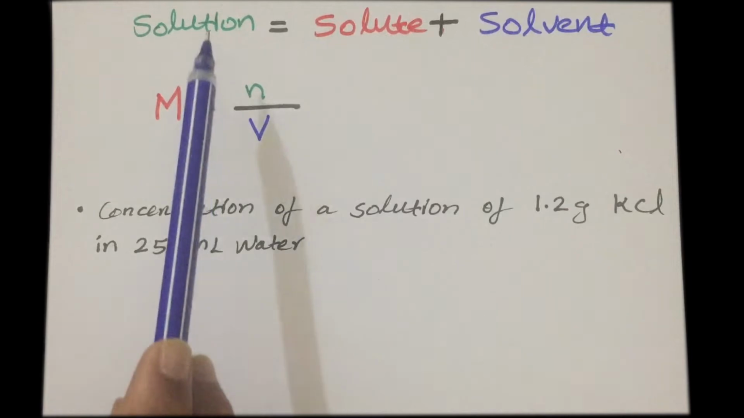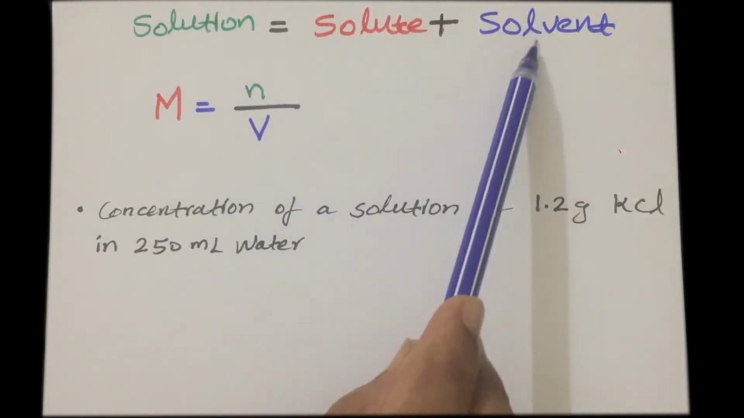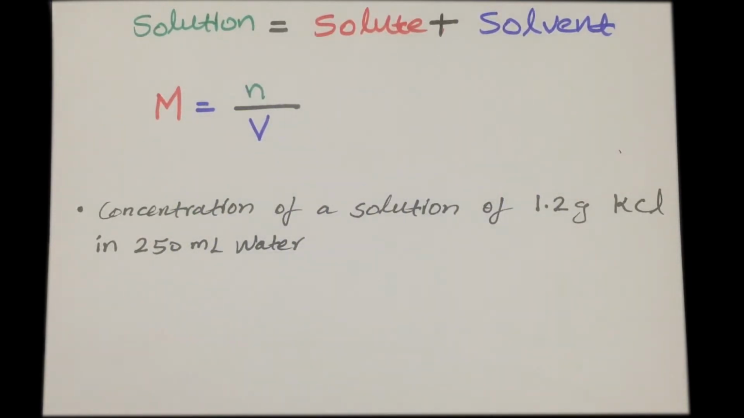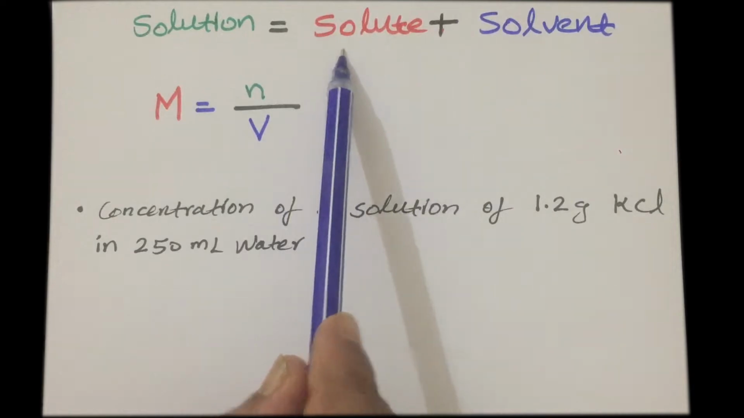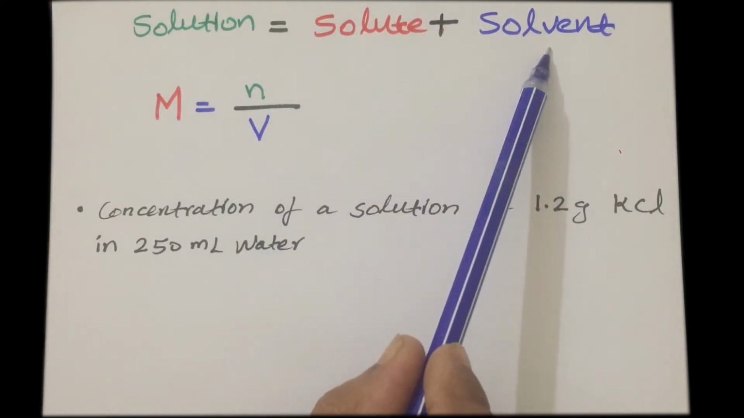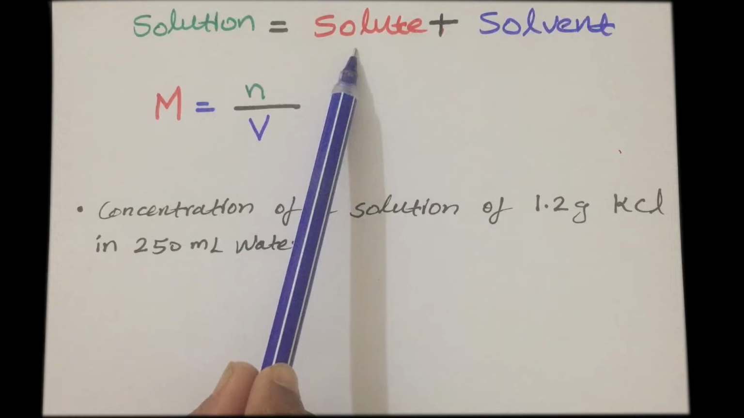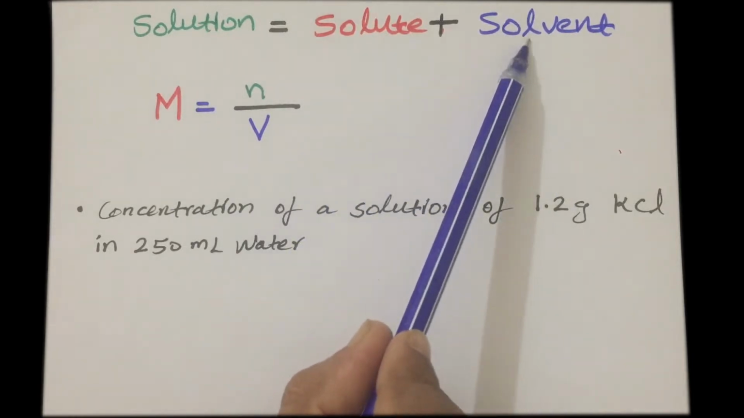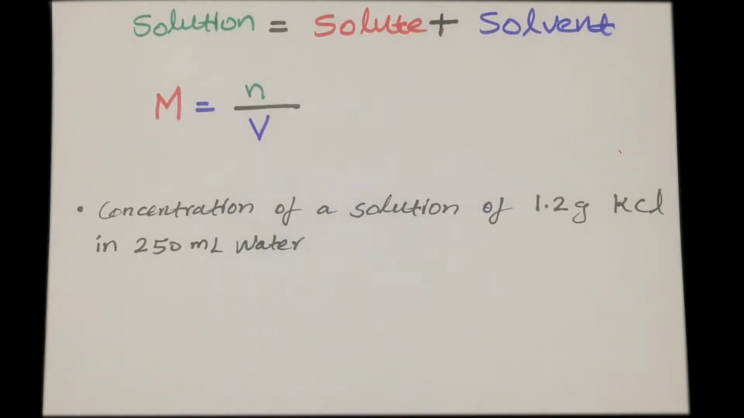We know that a solution contains solute plus solvent. Solution means solute plus solvent. Solute is the one in lesser quantity and solvent is the one in higher quantity. Solute is the substance that is being dissolved and solvent is the dissolving medium. And the molarity is actually the concentration of a solute in a solution.